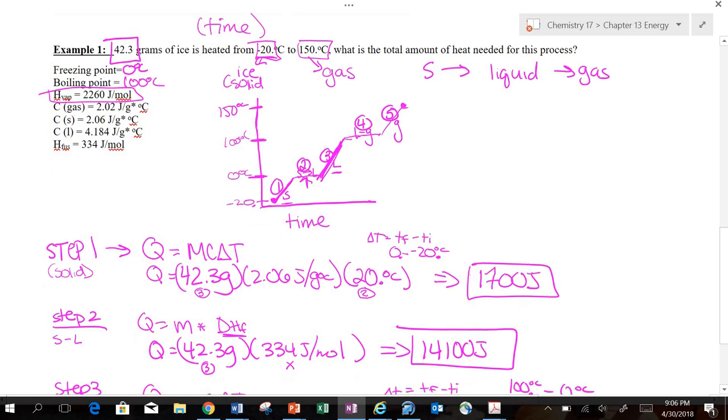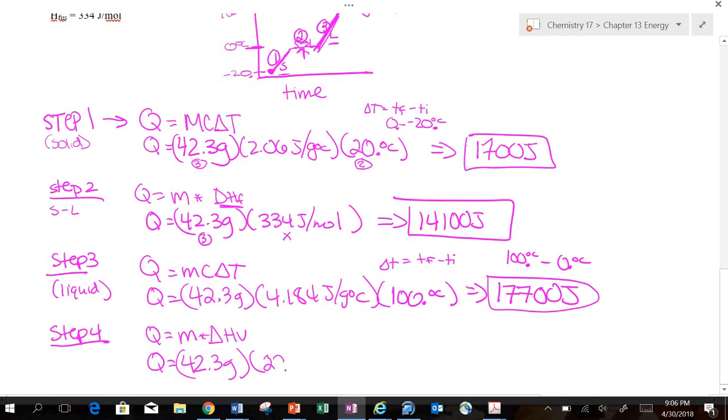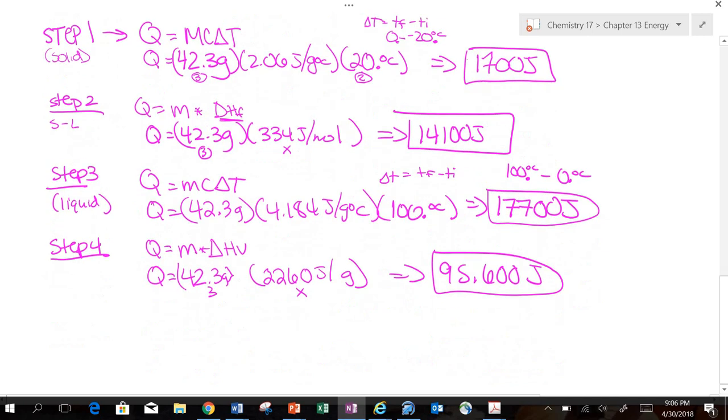It's 2,260 joules per gram. We calculate that out. Our answer should have 3 sig figs, because our constant doesn't count. And then we calculate that out and we get 95,600 joules. So that's what step 4 is.